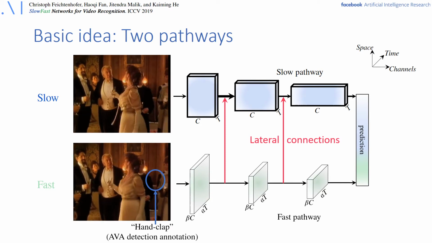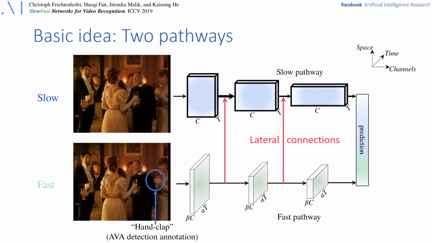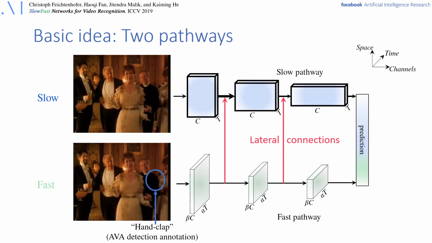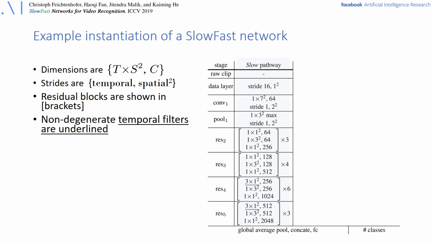So for example, to recognize the hand clapping action of the person on the right here, a high frame rate is really needed to get this action recognized. Next, the SlowFast network itself is represented in detail in this table. This table shows an example instantiation of a ResNet 50 version.